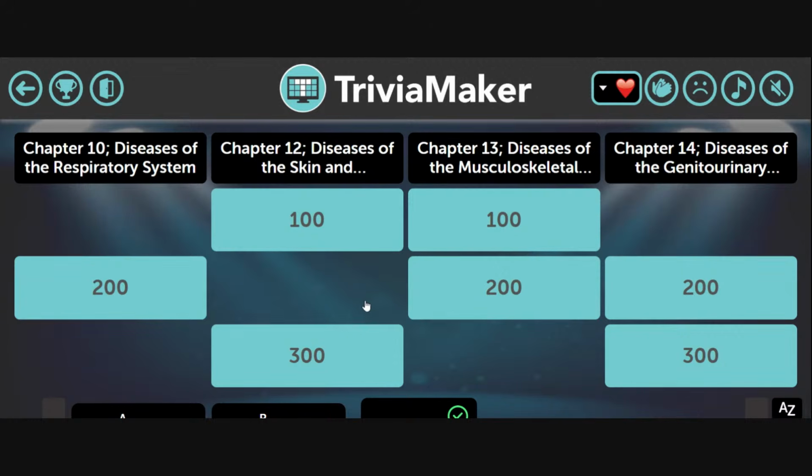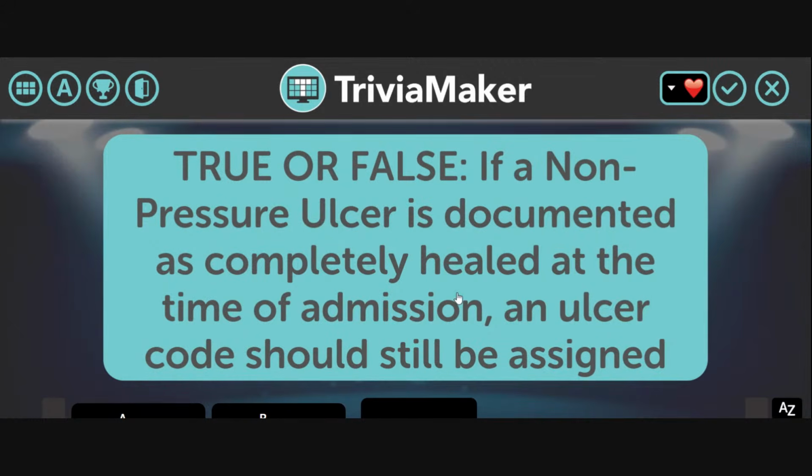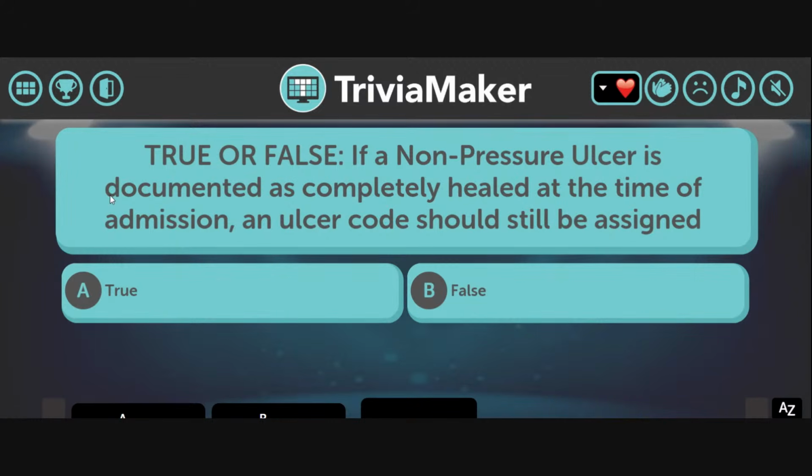Let's go back to our chapter 12, diseases of the skin and integumentary. Let's do a 100, and we're back to ulcers. True or false, if a non-pressure ulcer is documented as completely healed at the time of admission, an ulcer code should still be assigned. Is this going to be true or is this going to be false? What do you think, coders?